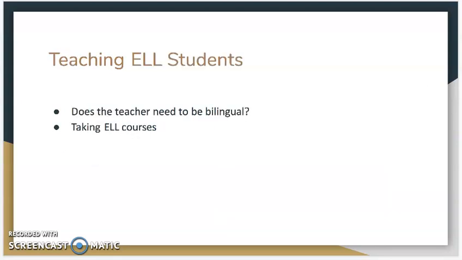Teaching ELL students. I do not believe that the teacher in the classroom should be required to be bilingual to teach ELL students. I do feel, however, that the teacher should have to take classes on how to teach ELL students so that those students have a fair opportunity and are given the best chance to learn their new language.